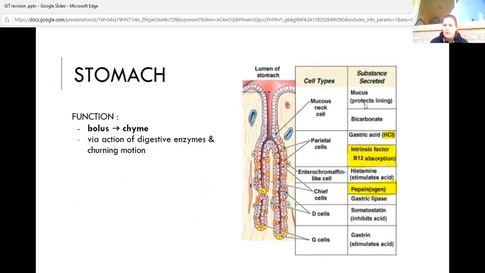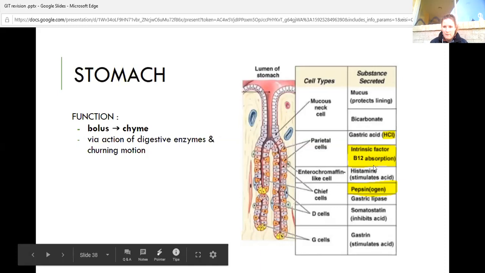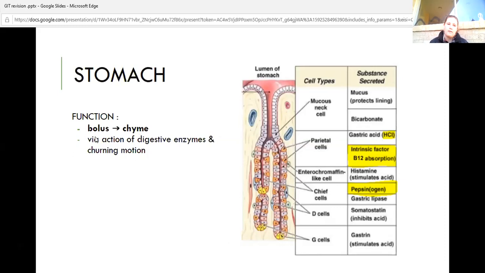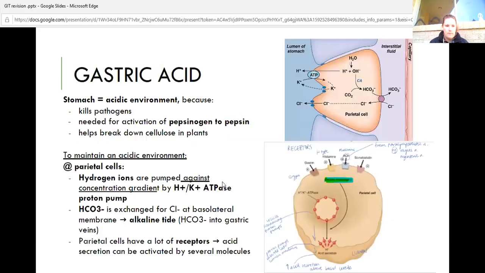So you've got mucus cells secreting mucus and bicarbonate, parietal cells secreting gastric acid and also intrinsic factor, which is essential for vitamin B12 absorption, and then enterochromaffin-like cells, which are for histamine, chief cells, pepsinogen, and gastric lipase. So I've highlighted the really, really important ones, but they're all kind of important. And the aim of the function of the stomach is to convert your bolus into a mixture called chyme.